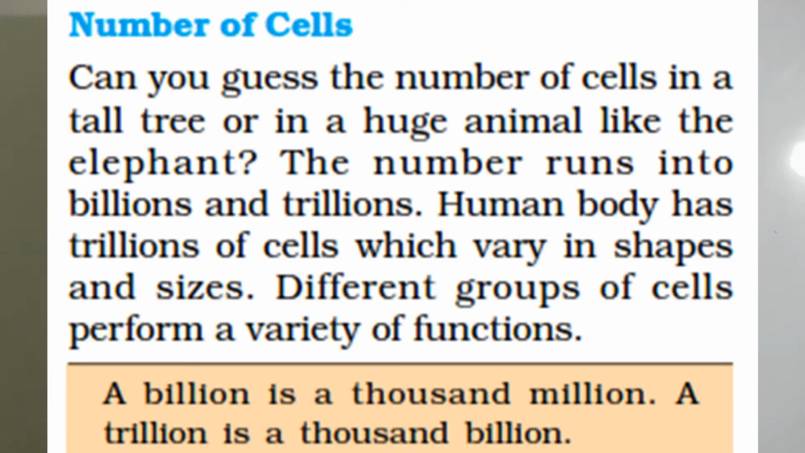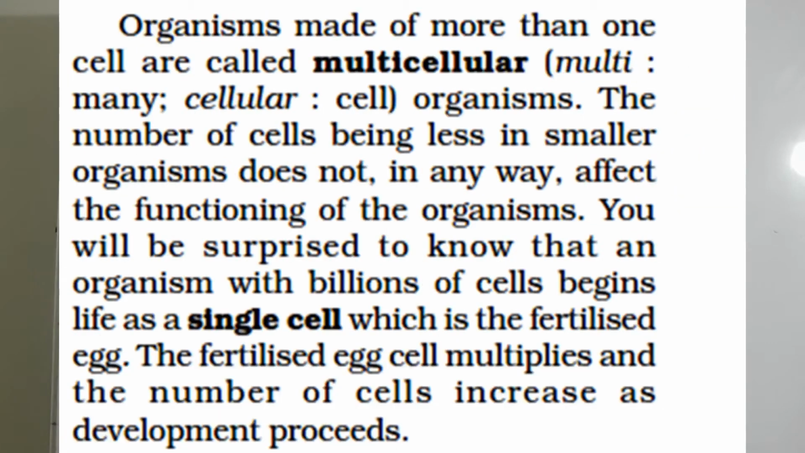Now, number of cells. Can you guess the number of cells in a tall tree or in a huge animal like the elephant? The number runs into billions and trillions. The human body has trillions of cells which vary in shape and size. Different groups of cells perform a variety of functions. Organisms made of more than one cell are called multicellular. Multi means many and cellular, that is cell.